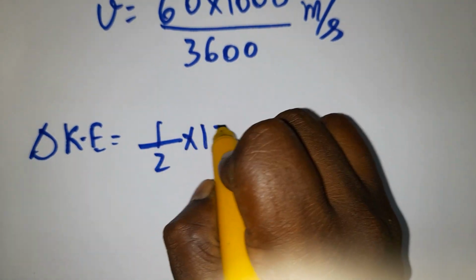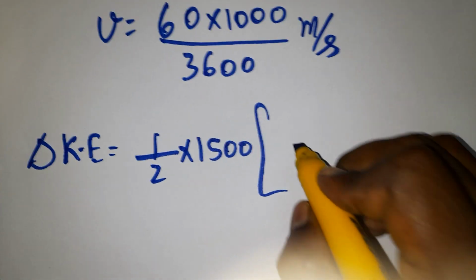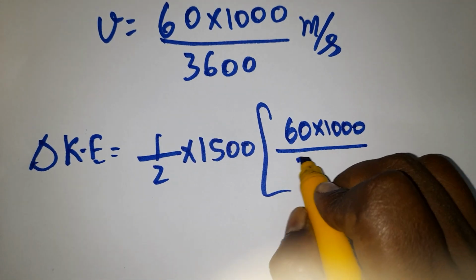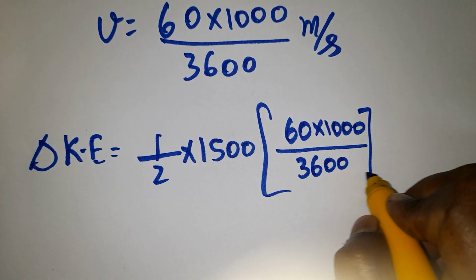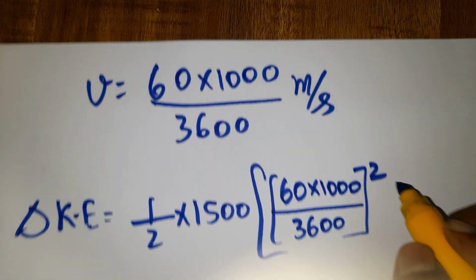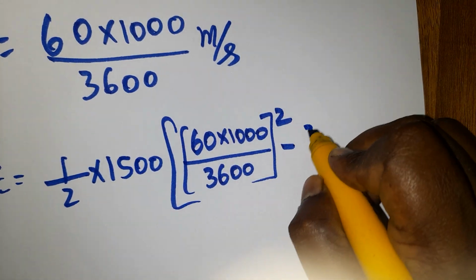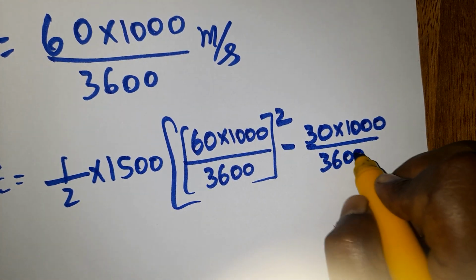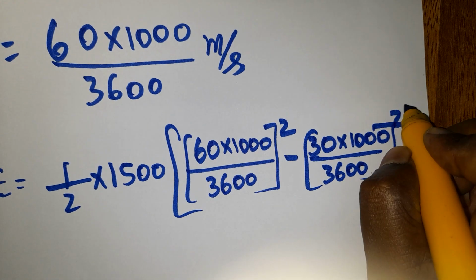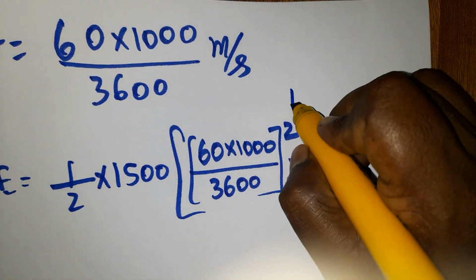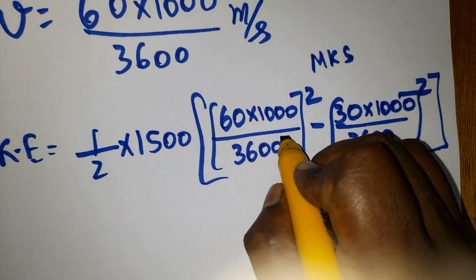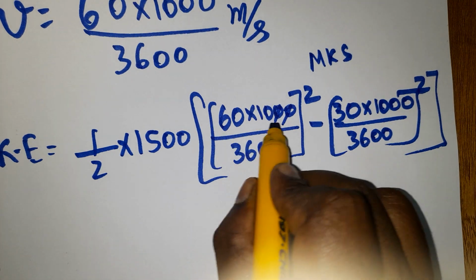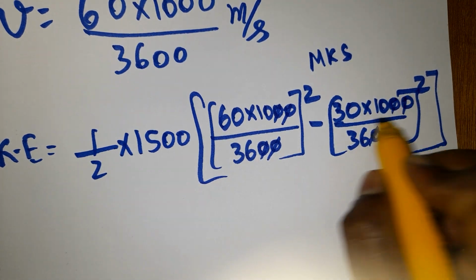Now we'll do it with the formula: change in kinetic energy is equal to half times mass 1500, times the final velocity 60 into 1000 divided by 3600, whole square, minus 30 into 1000 divided by 3600, whole square. I am doing the problem in meter per second; always follow the MKS system, meter kilogram second. The zeros get cancelled, so here will be 600, and here will be 300.